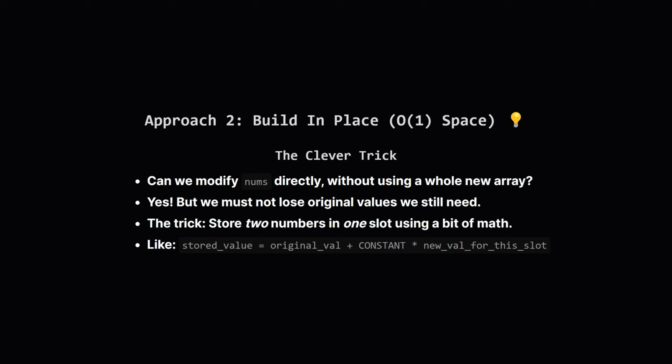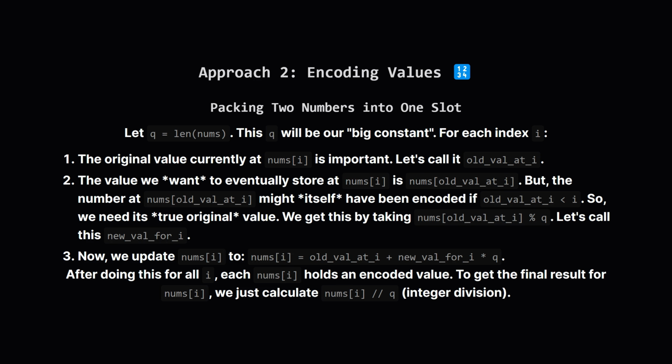The main idea is to use arithmetic. We can combine two numbers into one if we have a large enough constant. Think of it like stored_value equals original_value_here, plus some big_constant times new_value_that_should_be_here. Later, we can get the original_value_here using a modulo operation, and the new_value_that_should_be_here using division. Interesting, huh? Let's dive a bit deeper into this encoding.